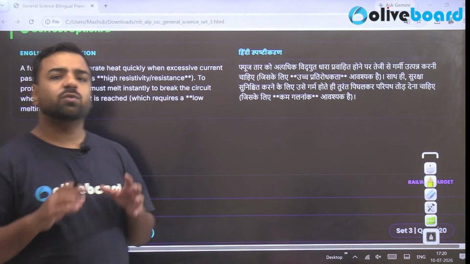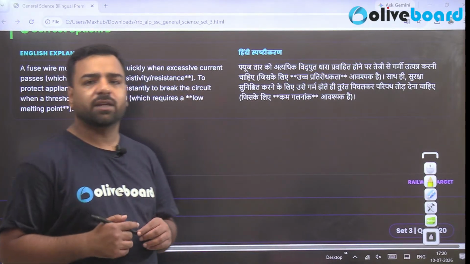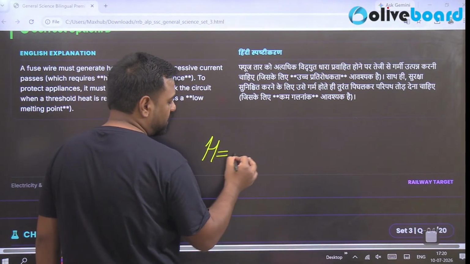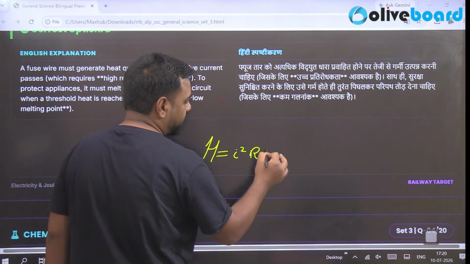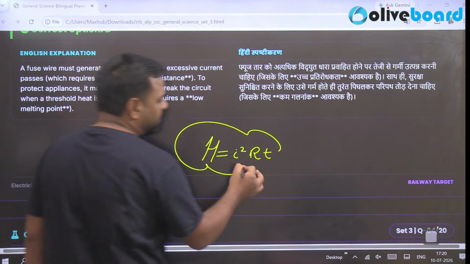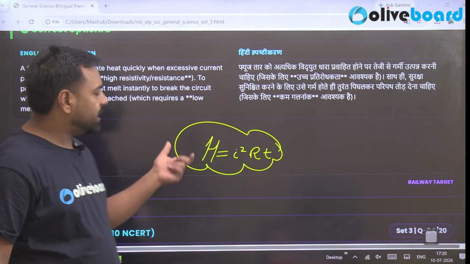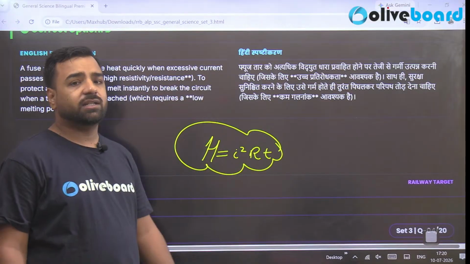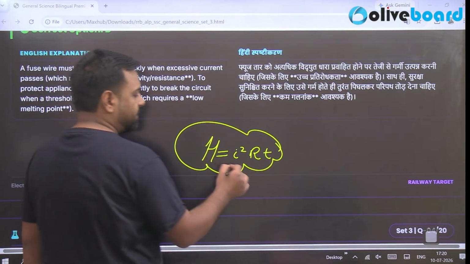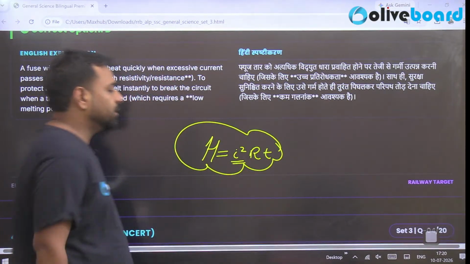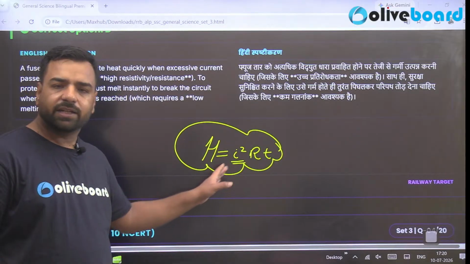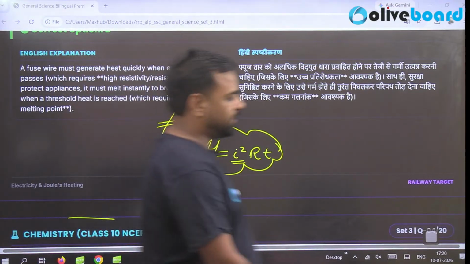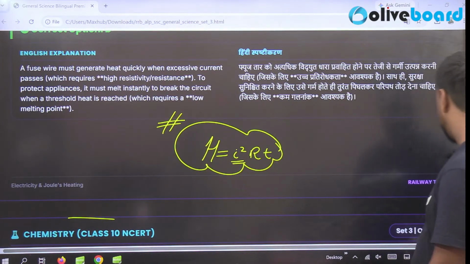For this, you need to know about Joule's law of heating effect. And what is the formula for the same? The formula is H is equal to I square RT, where H is the heat, I is the current, R is the resistance, and T is the time. The relation with the heat is given here, and questions are directly asked from this particular formula as well. Okay, so this question is also solved now.